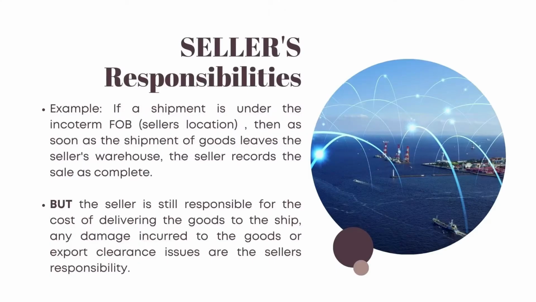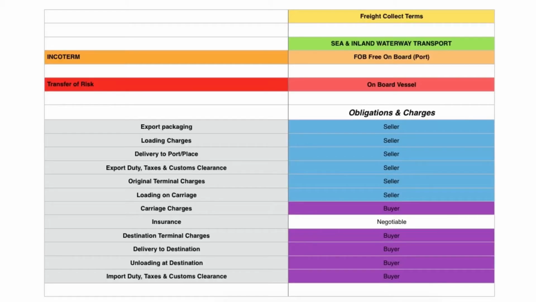So in simple terms, if a shipment is designated FOB at the seller's location, then as soon as the shipment of goods leaves the seller's warehouse, the seller records the sale as complete. However, the seller is still responsible for the cost of delivering the goods to the ship, or any other costs associated with damage to the goods before loading them onto the ship or vessel, as well as export clearance.